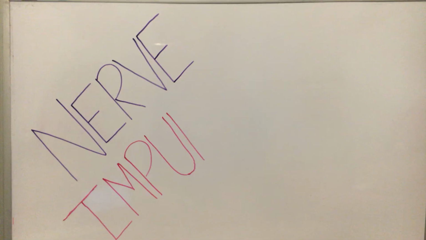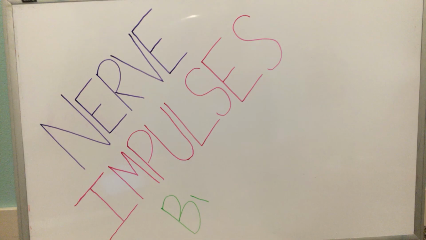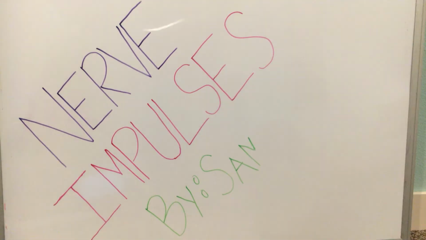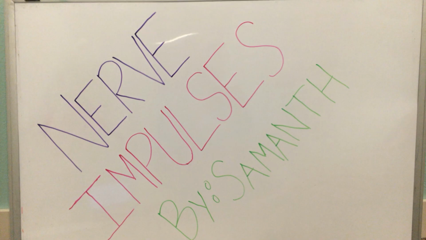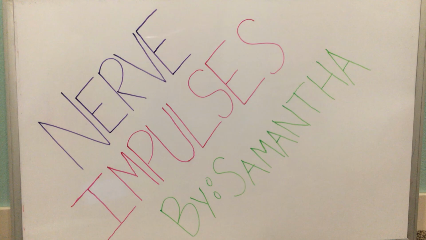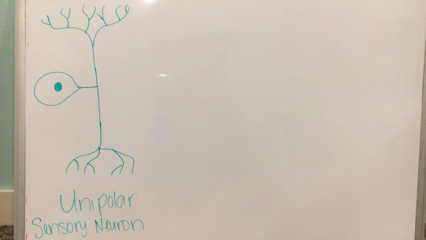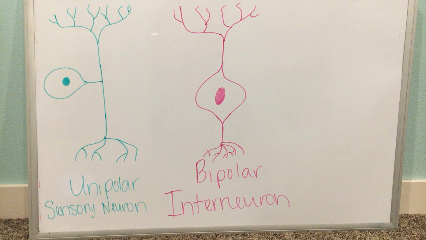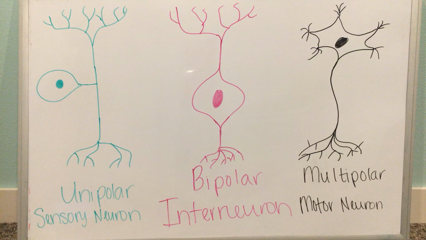Today I'm going to be talking about nerve impulses. The nervous system consists of the brain, spinal cord, and all of the nerves in the body. Together, these are responsible for controlling and activating every movement and function in our body. There are three types of neurons: unipolar sensory neurons, bipolar interneurons, and multipolar motor neurons.